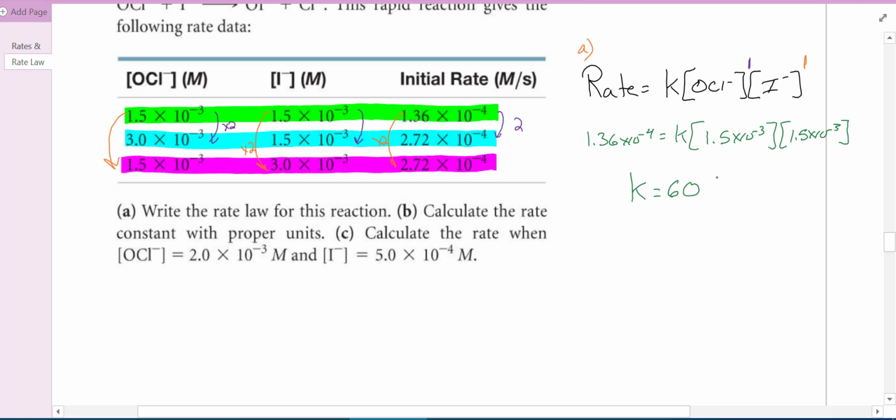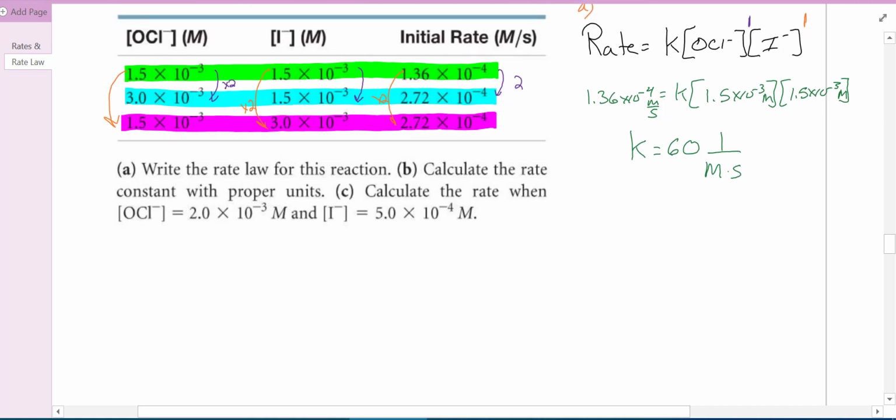The units will be 1 over molarity times second, right? Because if this is molarity and this is molarity per second, I need to have the second. And that's it. Now, C says calculate the rate when it gives me new concentrations.